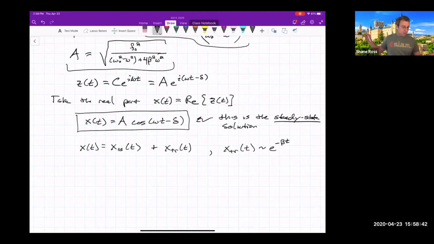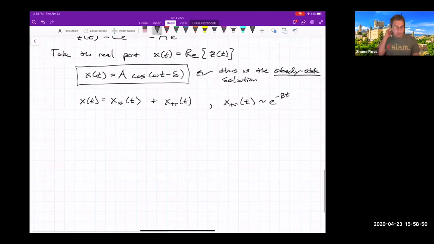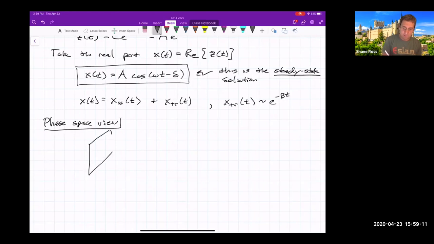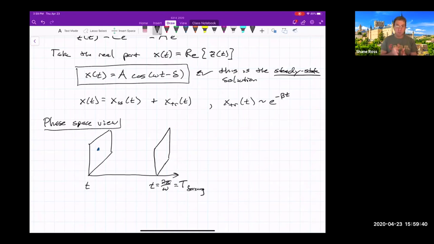So what does that look like if you were to actually drive the system and get things going? There are two views that we can look at. We could look at the phase space view, and then we could look at x as a function of time. Let me do the phase space view because that connects with what we were doing last time. Remember, if you've got a time periodic system, then you can represent it in terms of this stroboscopic map. There's some initial condition at time t, and then this is t equals 2 pi over omega, the period of the forcing. We always look, when we do this stroboscopic map stuff, at the period of the forcing.